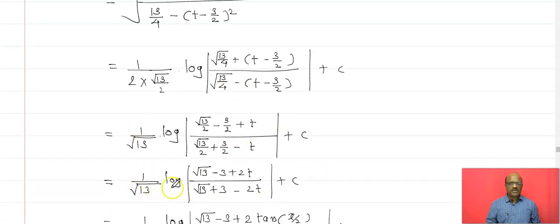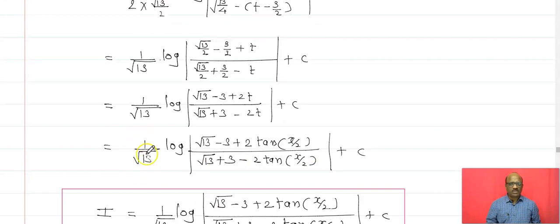Therefore, 1 upon root of 13 log of. Now simplify this. That is the root of 13 upon 2 minus 3 by 2 plus t. Now multiply the numerator and denominator by 2. Then you will get root of 13 minus 3 plus 2t upon root of 13 plus 3 minus 2t plus c. And overall, you will get 1 upon root of 13 log of root of 13 minus 3 plus. What is the value of this t? The value of t is tan of x by 2. That is, 2 tan of x by 2 upon root of 13 plus 3 minus 2 tan of x by 2 bracket complete. That is modulus sign complete plus c.